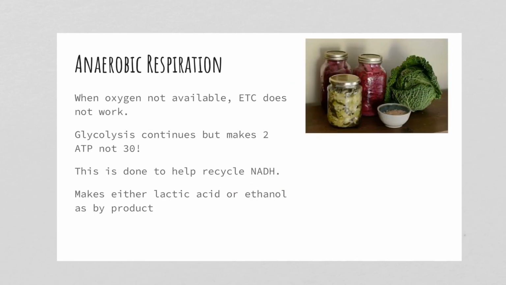Now sometimes you don't have enough oxygen, and remember, oxygen is that final electron acceptor. If you don't have enough oxygen, you cannot go through aerobic respiration, so you're going to have to go through anaerobic respiration. The ETC is not going to work at this point. You're still going to have glycolysis occurring, but now you're making only 2 ATPs and not 30. The goal of this is to help recycle the NADH. Depending on the organism, you're either going to make lactic acid, which is done by humans, or ethanol, which is done by yeast, as the byproduct.